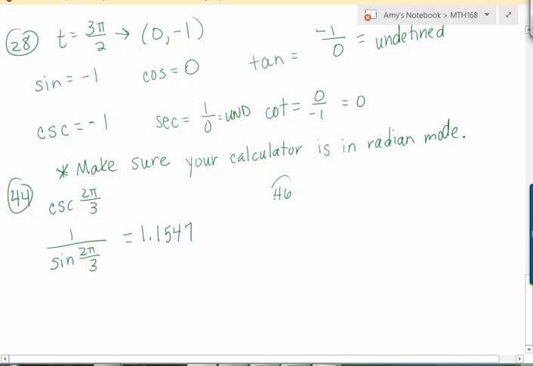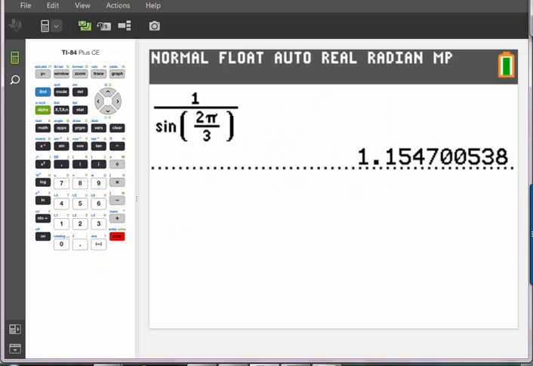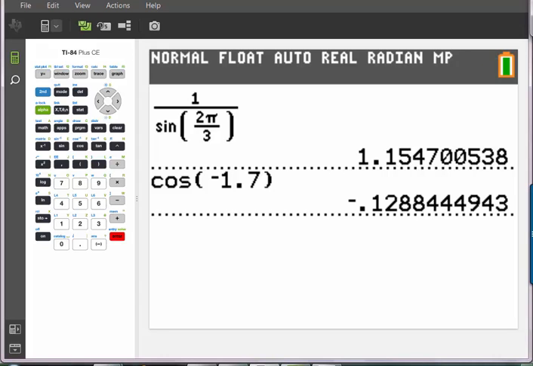Number 46 should be fairly easy because that's just straight cosine of negative 1.7. So in your calculator, you can do cosine of negative 1.7. You get negative 0.1288. Remember, we're going 4 decimal places.